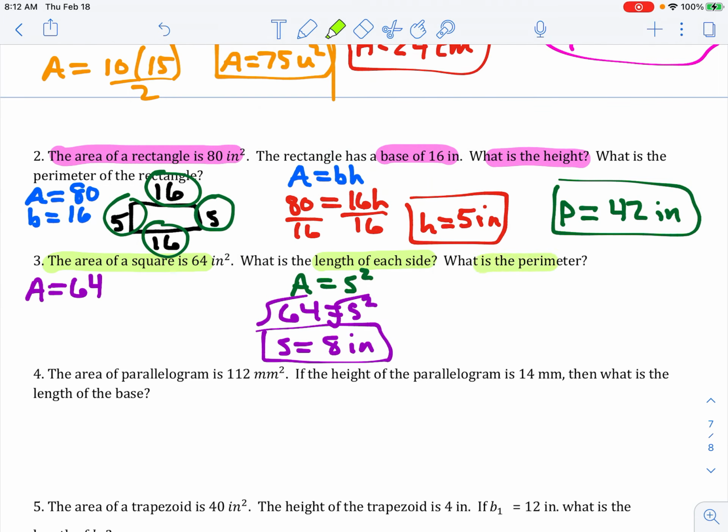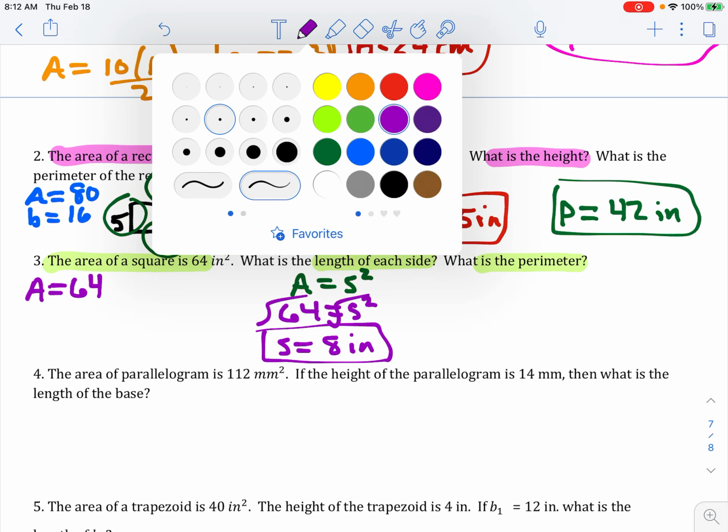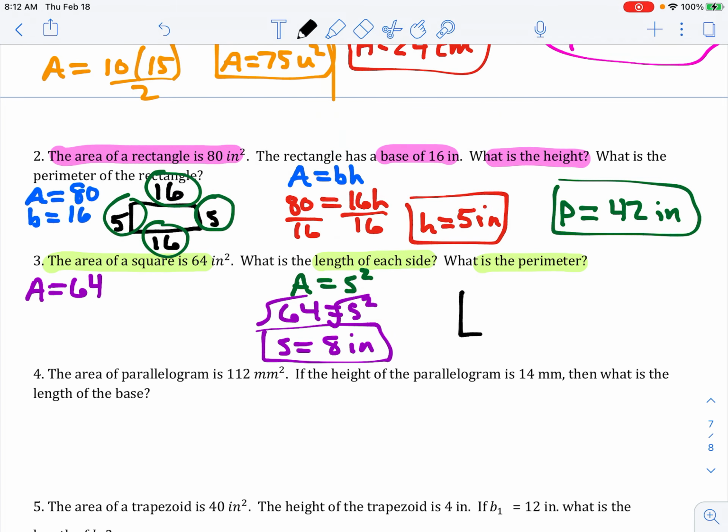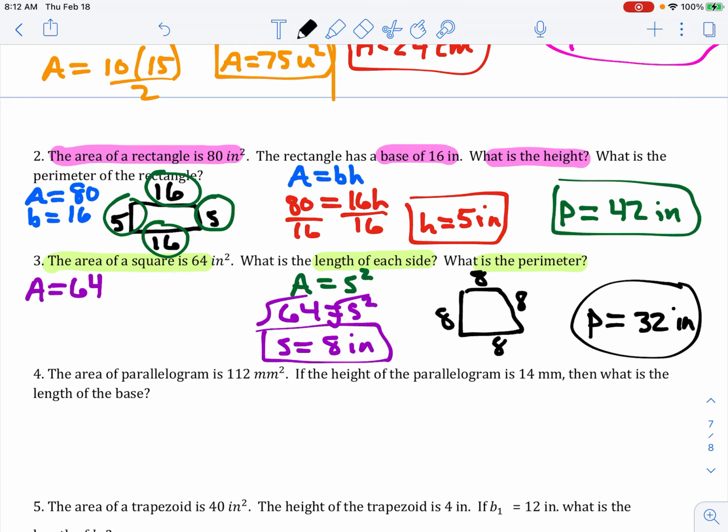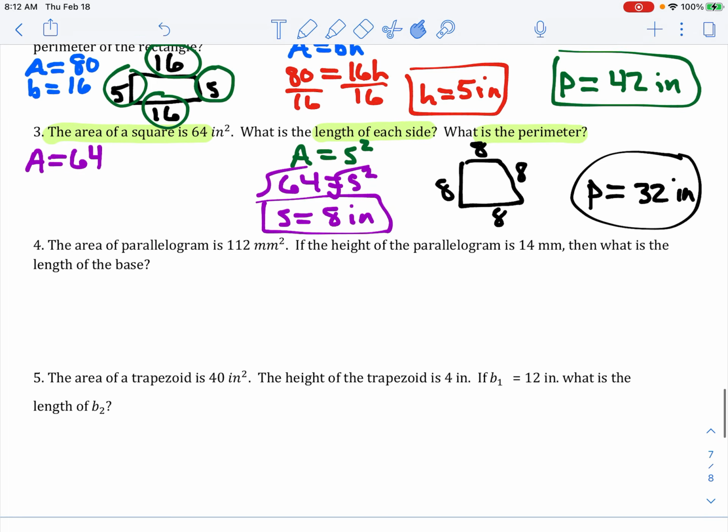Well, the next part of this question says, what is the perimeter? So now let's think of this in a picture. If I had a square and every side was 8, then I need to add up all 4 sides to find out what the perimeter equals. Well, 8 plus 8 plus 8 plus 8, or in this case 8 times 4, we get 32 inches.